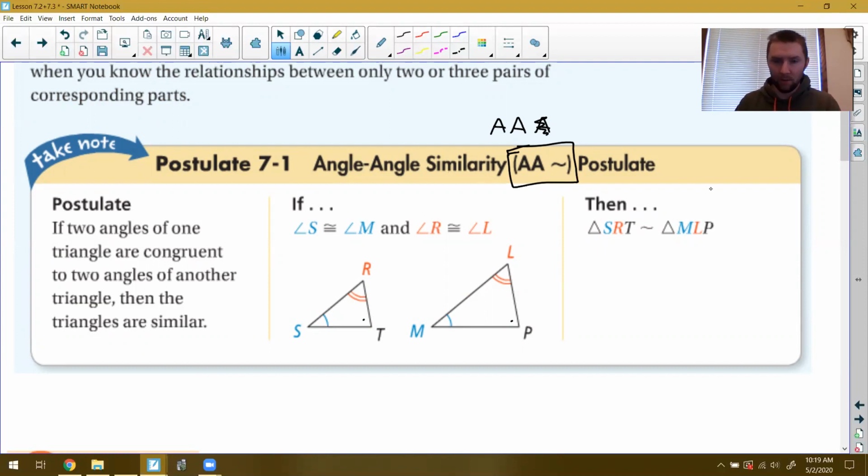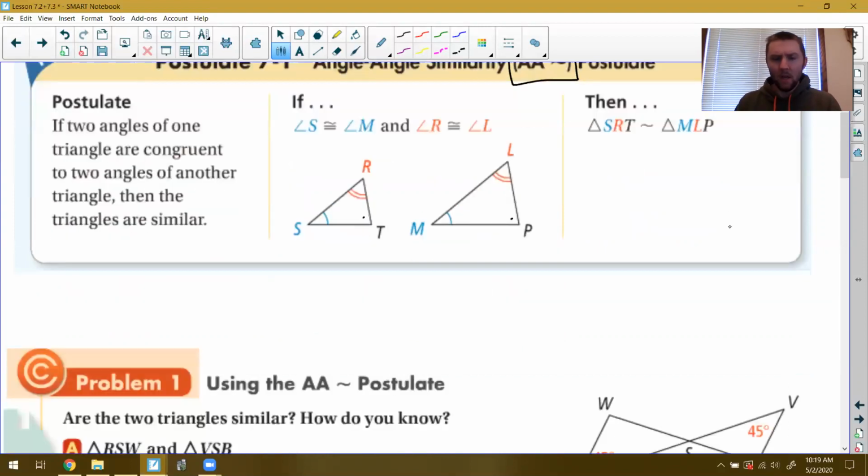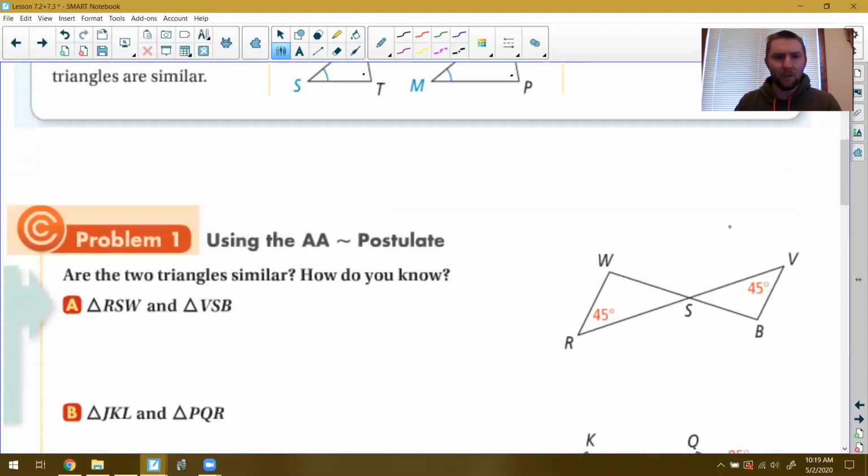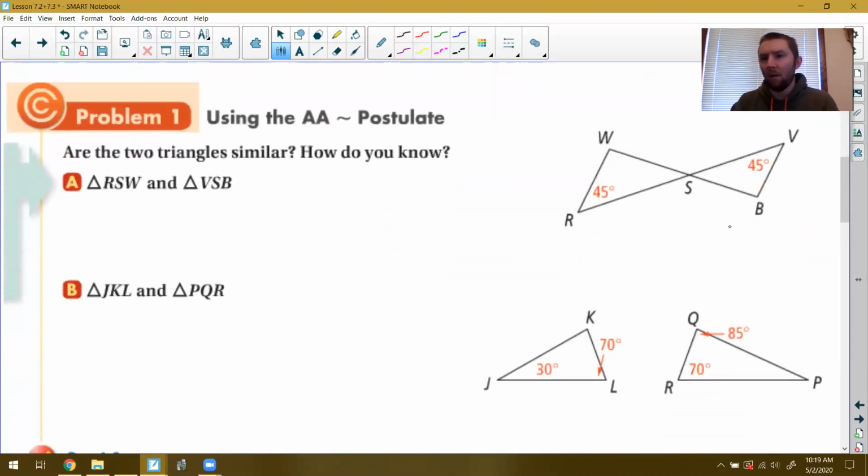So anytime the angles are the same, then the side lengths will also be in the same ratio, for triangles only. What you're going to be asked to do in your homework is look at triangles and decide, are these triangles similar? Are they similar? Are they not similar? And how do you know? Of course, we're going to use our shortcuts.